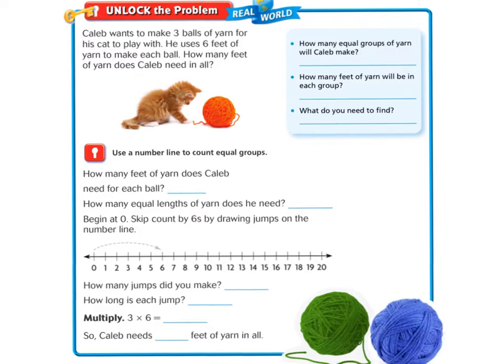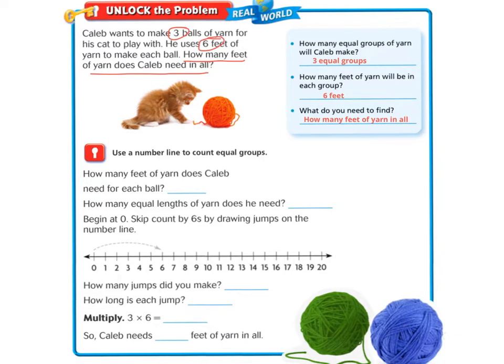Let's take a closer look at the problem. First, I see that Caleb wants to make 3 balls of yarn. So that is 3 equal groups. I also see that he will use 6 feet of yarn to make each ball. So I will need to find how many feet of yarn Caleb will need in all. Let's use a number line to count our equal groups.